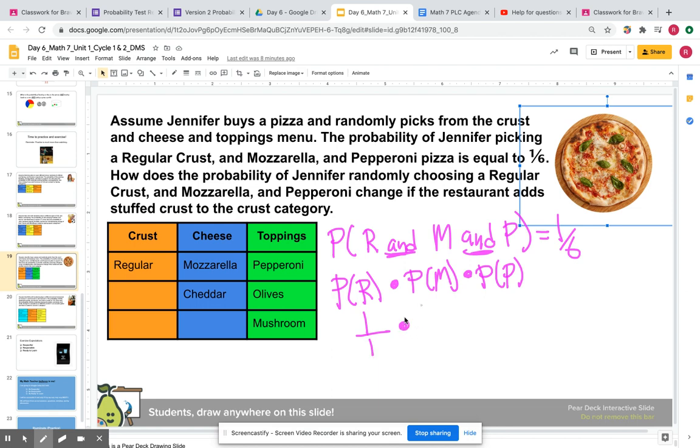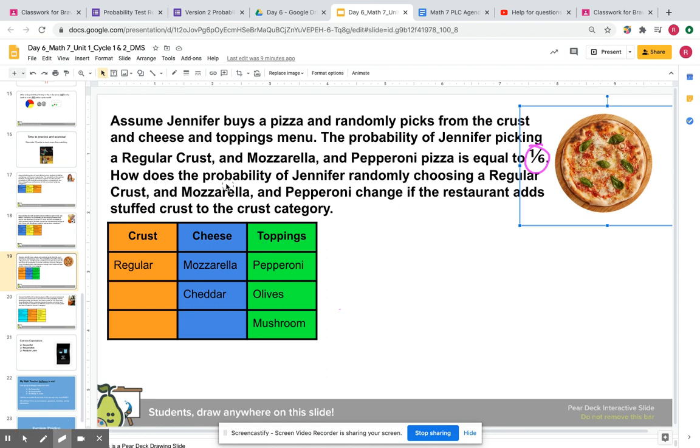We bring down the multiplication sign. We look at the mozzarella, the probability of picking it at random. It is 1/2. And we bring down the multiplication sign. The probability of picking pepperoni randomly is 1/3. If you multiply these fractions out, you do get 1/6. That's where the 1/6 comes from in the problem.